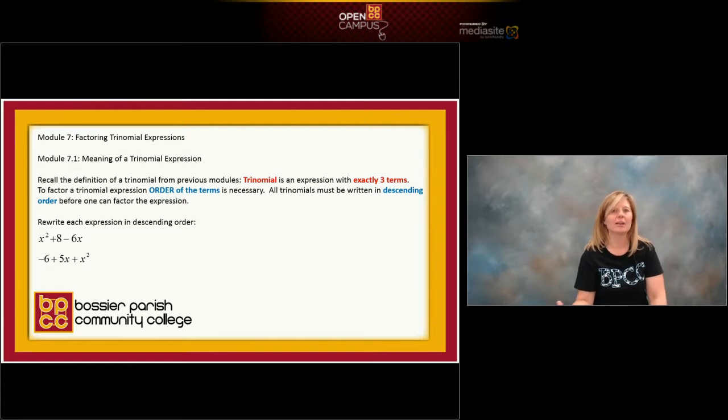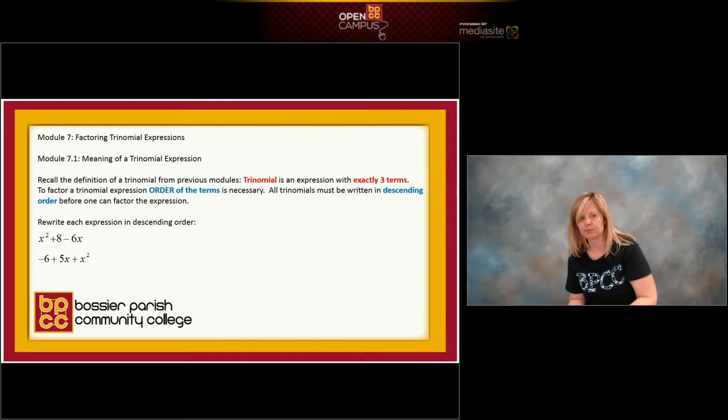So let's put that trinomial in the correct descending order. Descending order is based on the size of the exponent. We always want the biggest exponents first. So we should start out with x squared, but then should be negative 6x, and the last thing is always the constant, the positive 8. So that trinomial written in the correct order would be x squared minus 6x plus 8. Once it's in the correct order, then I could teach you how to factor.